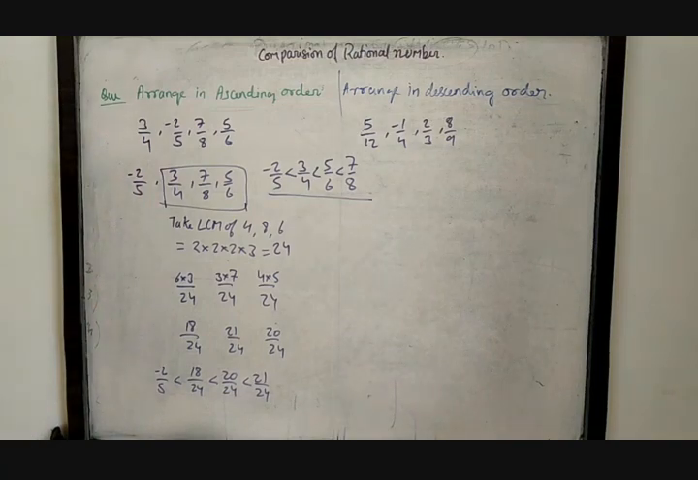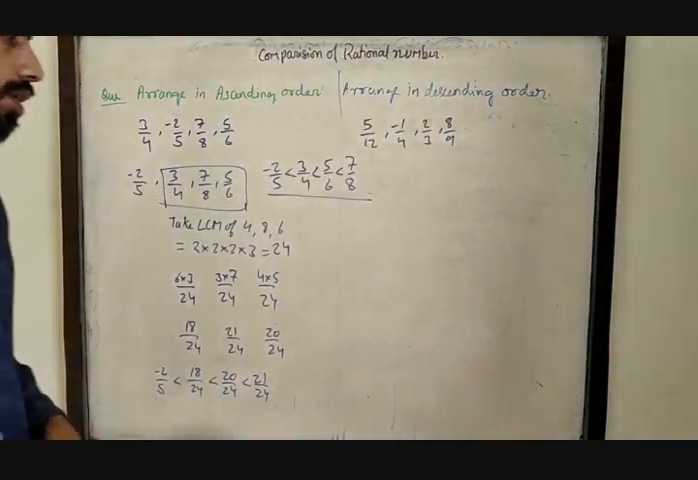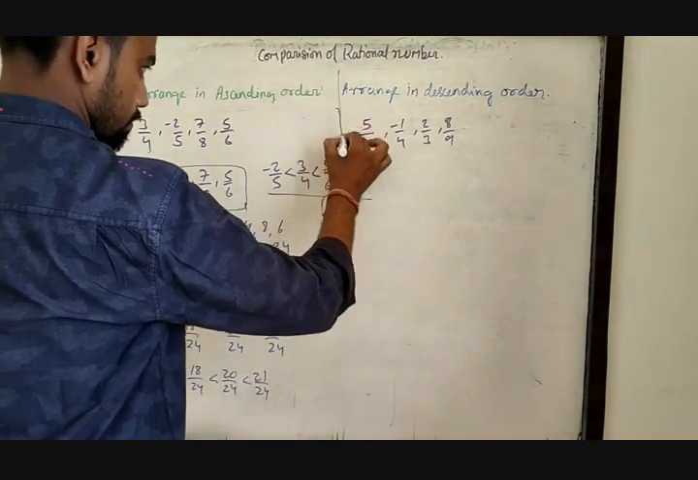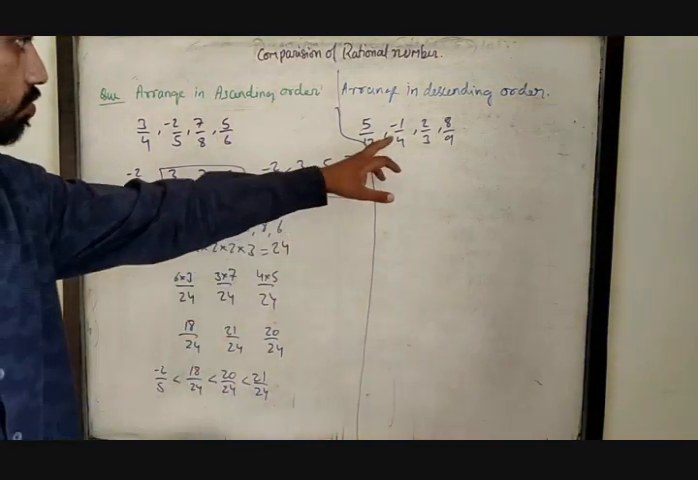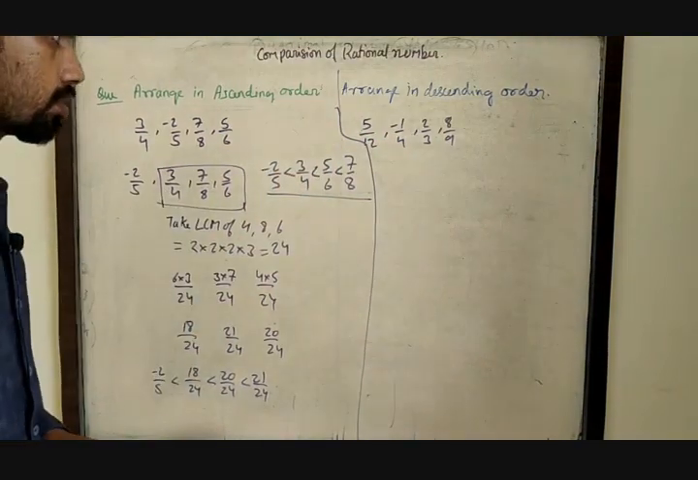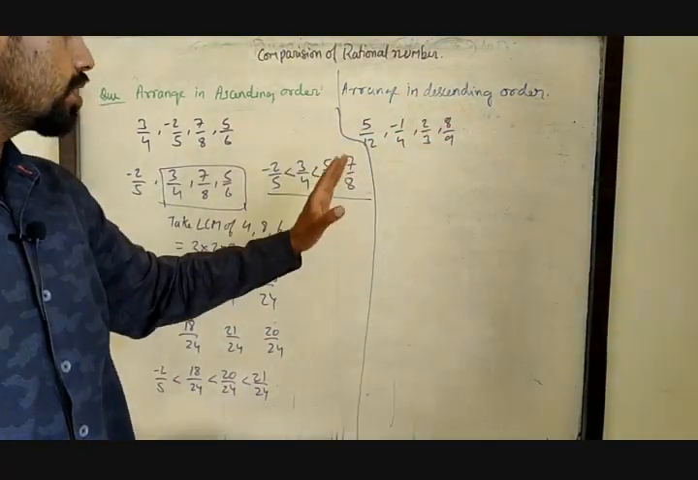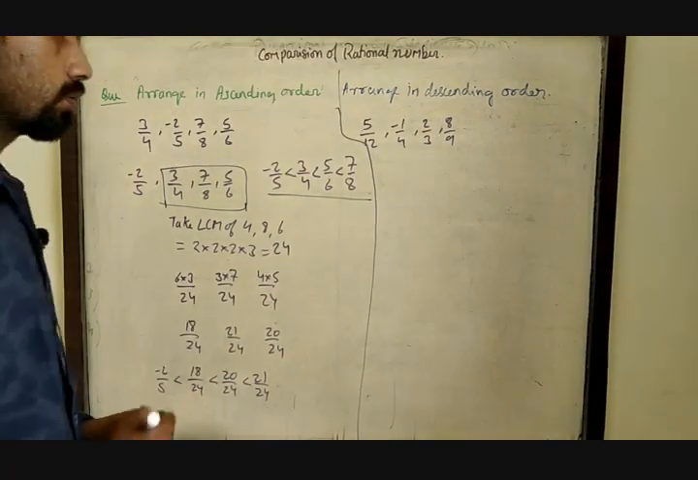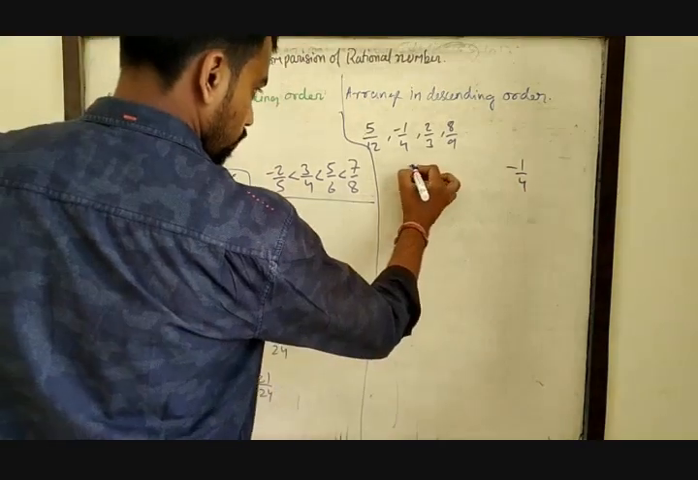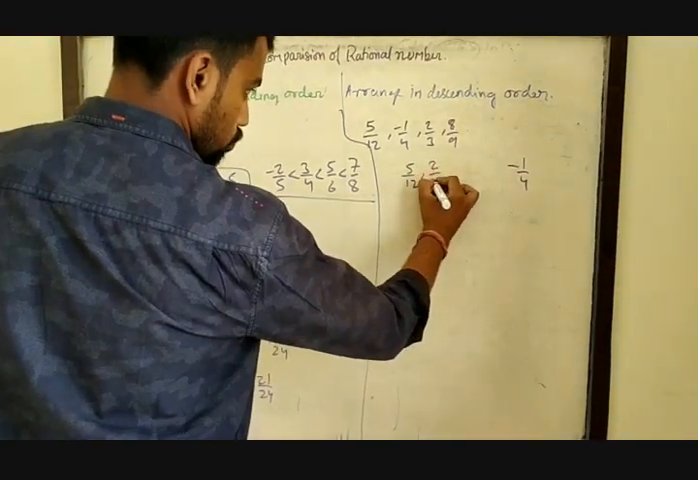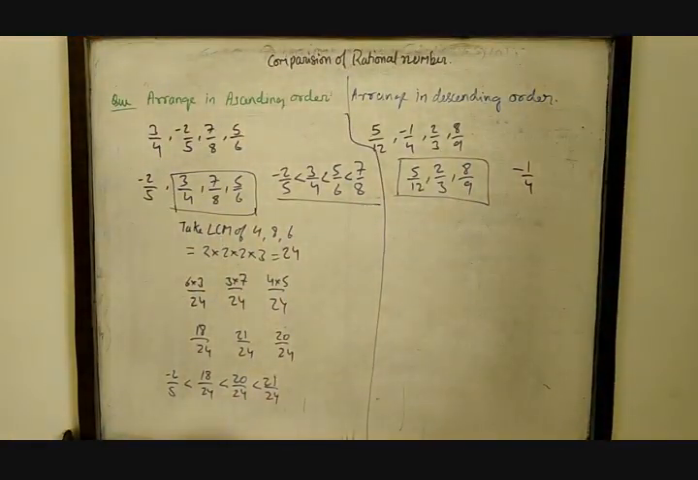Now a similar process will be applied in arrange in descending order. Minus 1 by 4 will be the smallest. Descending order means from bigger to smaller. So minus 1 by 4 will be at the end, and the others are 5 by 12, 2 by 3, 8 by 9. Now we have to compare these.